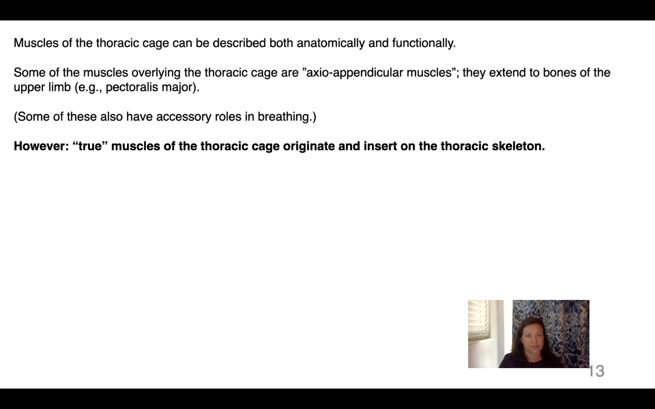However, true muscles of the thoracic cage originate and insert on the thoracic skeleton. So we've already talked about the diaphragm, which is an intrinsically axial muscle, and of course the prime mover of all types of ventilation. And I'll stop here and make the point that I would like to use the term ventilation for all the movements of breathing, any movement that achieves air coming into the lungs, and respiration for the term of gas exchange at the level of the alveoli. So I know I mix it up and everyone does this, but let's try to describe the movements of breathing as ventilation and the cellular processes of gas exchange as respiration.